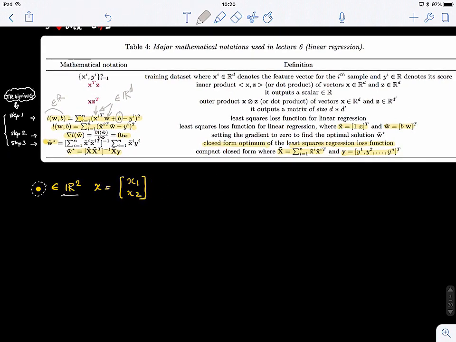And then what did we define? We defined the X tilde. So for the X tilde, we added a 1, okay? So we have 1, X1, X2. So this belongs to R^3, right? So what is 3 here? It's D plus 1. And in our case, D, the dimensionality of each sample, is equal to 2.